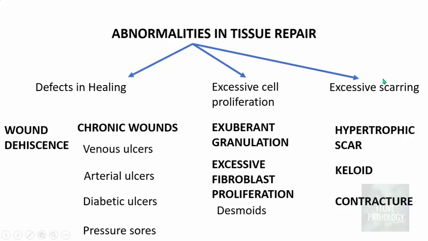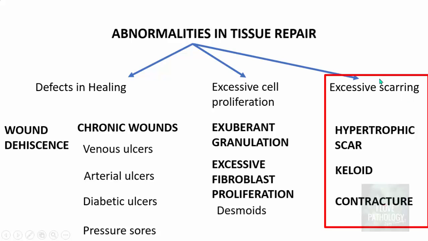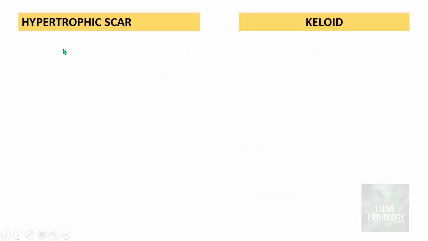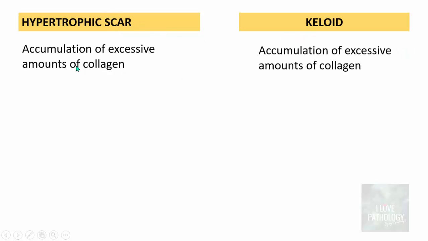Now moving on to excessive scarring, we will discuss one by one. Firstly, hypertrophic scar and keloids. What are hypertrophic scar and keloids? They are basically because of accumulation of excessive amounts of collagen. Both hypertrophic scar and keloid are because of excessive accumulation of collagen. Both result in a raised abnormal scar.